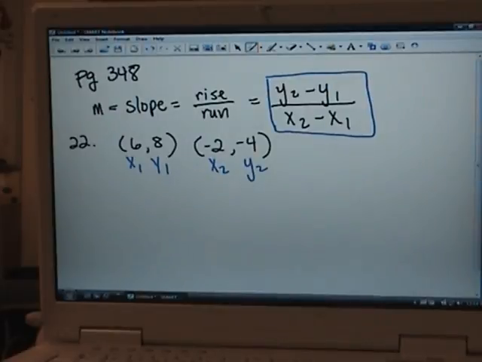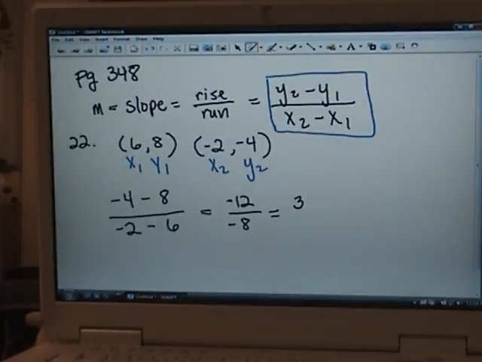So let's plug the numbers in, and I'm going to have -4 minus 8 over -2 minus 6. -4 minus 8 is -12. -2 minus 6 is -8. Negative over a negative is a positive. 4 goes into 12 three times. 4 goes into 8 two times. So my slope is 3 over 2.